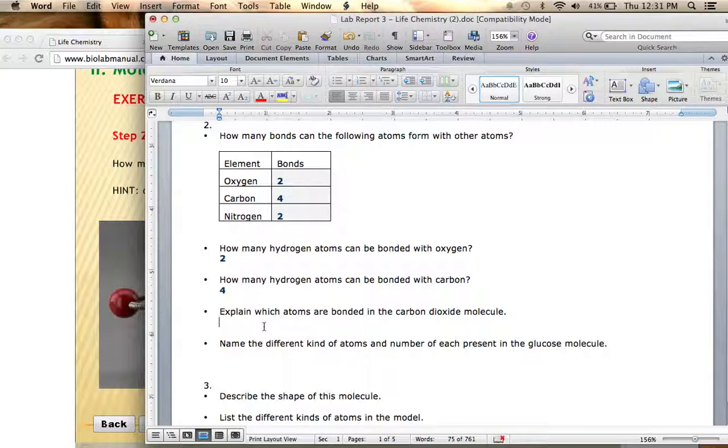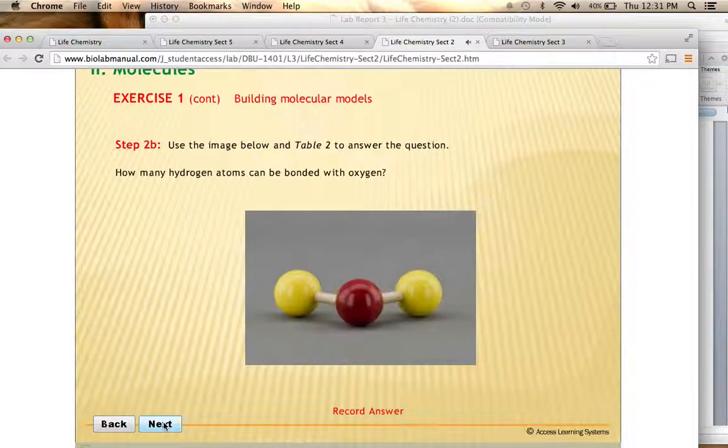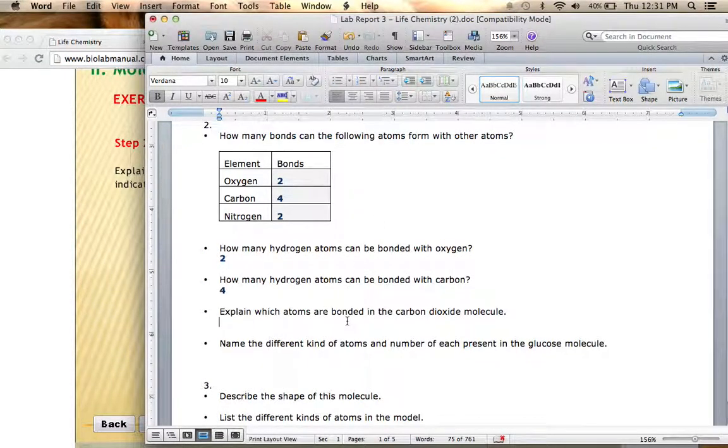And then a carbon dioxide molecule, which is a carbon with 2 oxygens, will have these double bonds that form. So 1 carbon is bonded to 2 oxygens, but there are double bonds that have formed between the atoms. So in a carbon dioxide molecule, you have 2 oxygen atoms bonded to 1 carbon, and the bonds are covalent bonds, double covalent bonds.